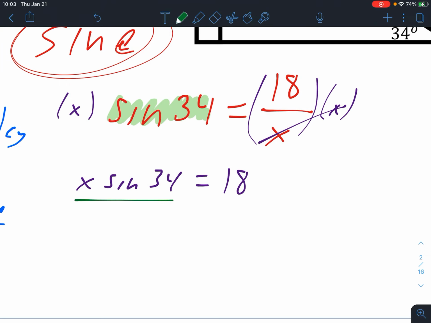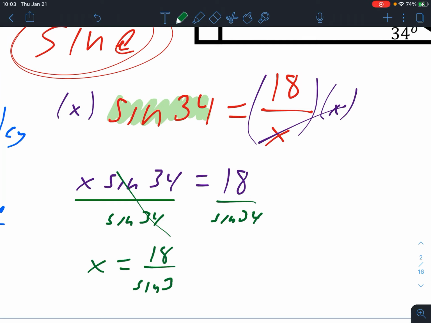Then I'm going to divide both sides by sine 34 because, again, they're best friends. They don't go anywhere without each other. And we're trying to get x by itself. So now these cancel out, and we're left with x equals 18 over sine 34. And that's our answer, 18 over sine 34.